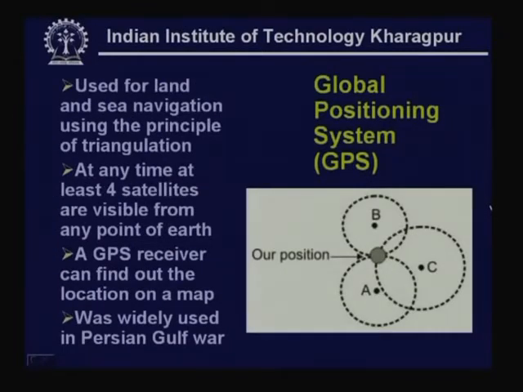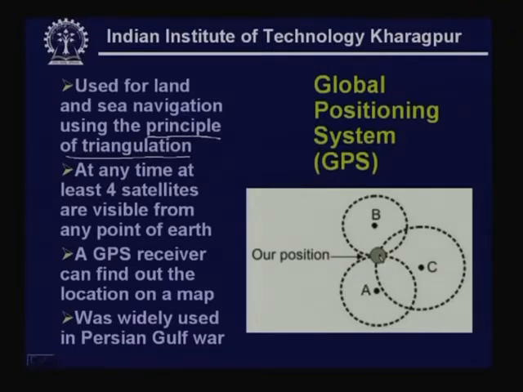This global positioning system is used for land and sea navigation using the principle of triangulation. So, here you have three known positions A, B and C. These are the three positions of a satellite, and this is one unknown position. It can be proved that if these three positions are known, the unknown position can be identified with the help of a suitable device. So, that is being done with the help of a GPS receiver.